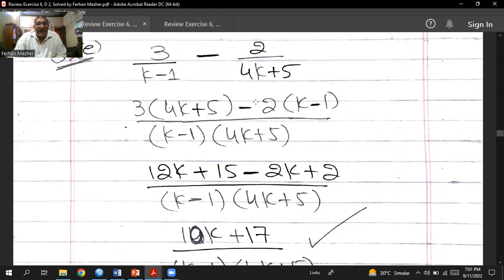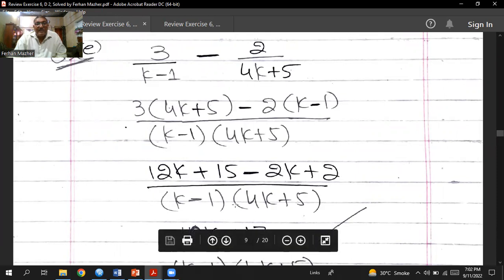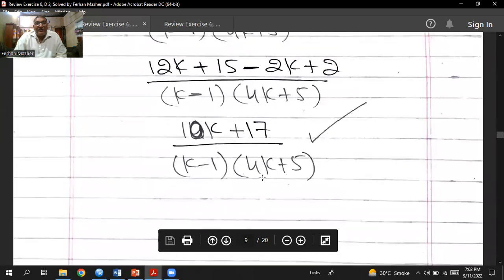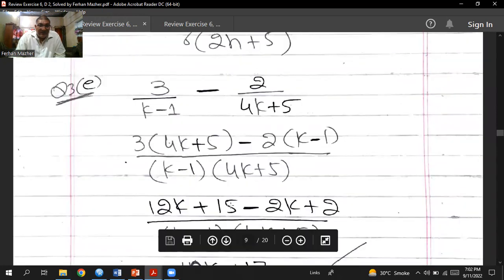Then when you divide this with this, this 4k plus 5 bracket will be cancelled. So k minus 1 will be the answer, and that will multiply with this numerator. So 2 bracket k minus 1 bracket close. So you will have 12k plus 15 minus 2k plus 2 and divided by k minus 1 into 4k plus 5. And upstairs you will have 10k plus 17 and divided by k minus 1 in one bracket. And in the other bracket, you will have 4k plus 5.